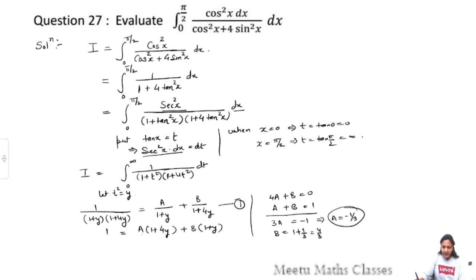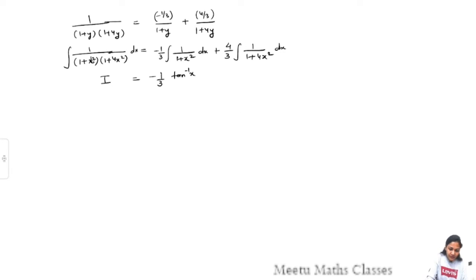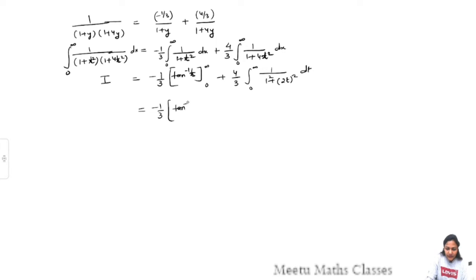We are also going to put our limits. This is t square and limits are 0 to infinity. So tan inverse t, limits will be 0 to infinity, plus 4 upon 3, this can be written as integral 0 to infinity 1 upon 1 plus (2t) whole square dt, and this will be tan inverse of infinity minus tan inverse of 0.